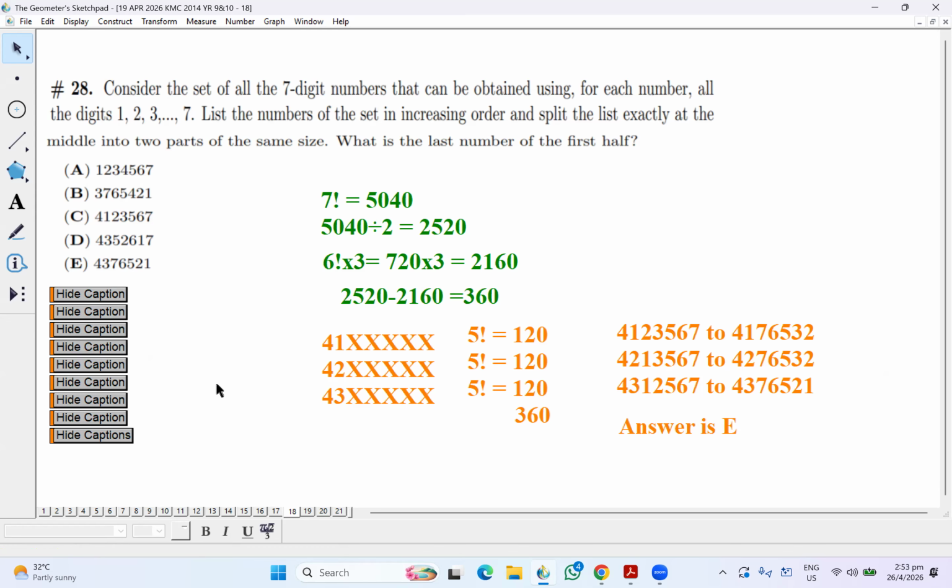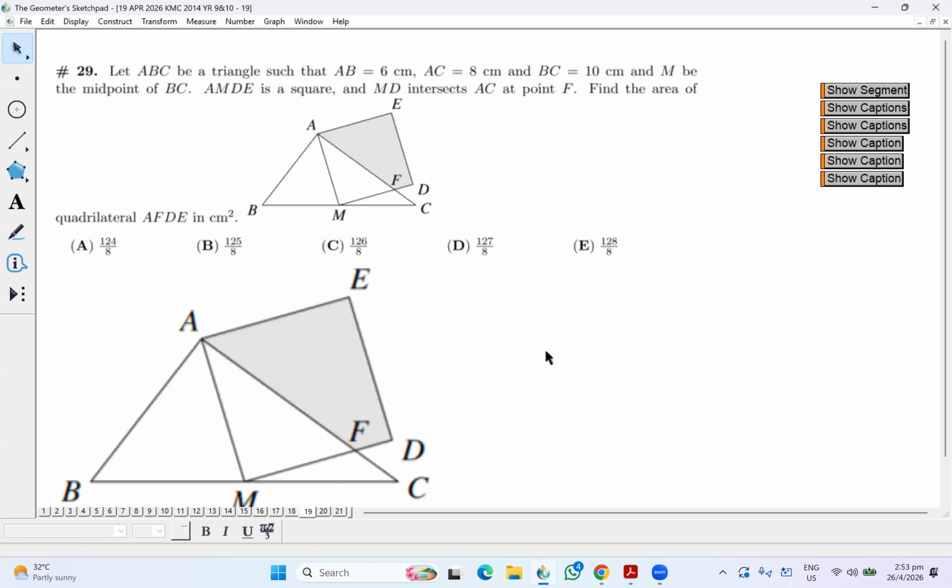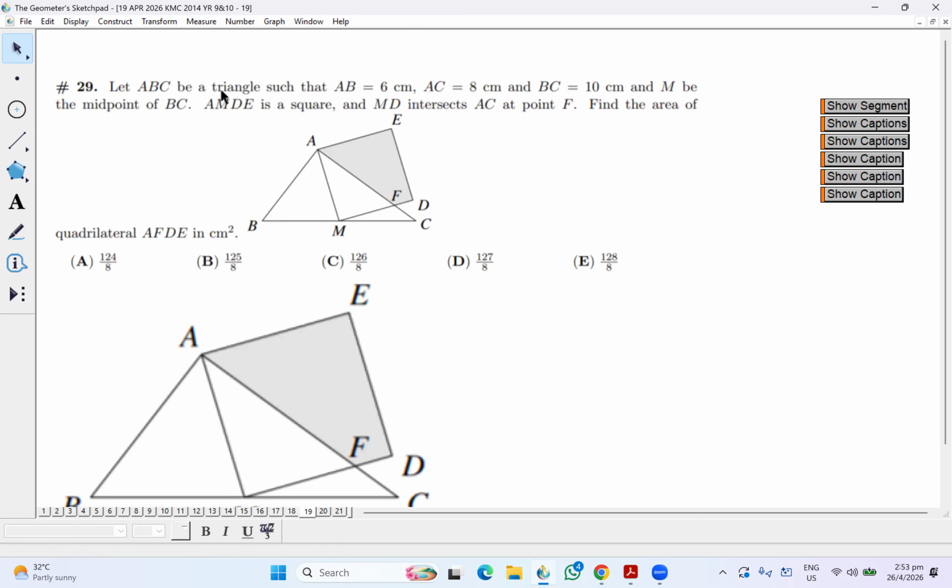Okay, that's 28. Now 29. You've got ABC, a triangle, such that AB equals 6, AC equals 8, and BC equals 10. 6, 8, 10. And M is the midpoint of BC. AMDE is a square. MD intersects AC at F. Then find the area of the quadrilateral which is shaded.